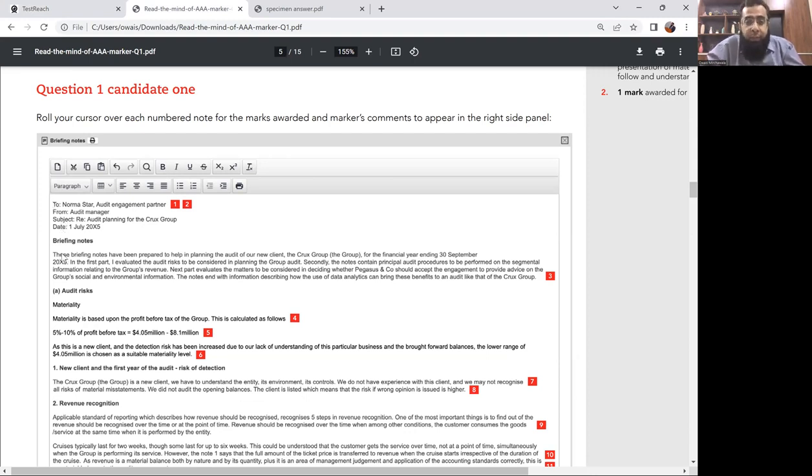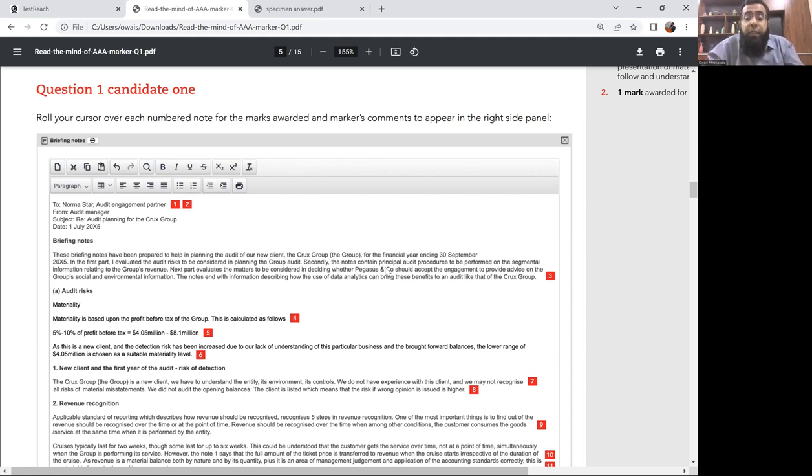and then an introduction is given. These briefing notes have been prepared to help in planning the audit of our new client, the Crux Group, for the financial year ending 30th September 2005. In the first part, I have evaluated the audit risk to be considered in planning the group audit.